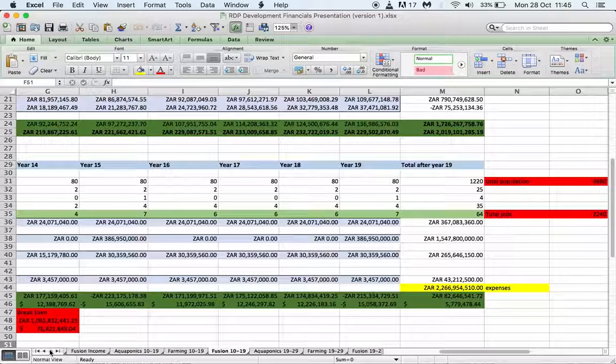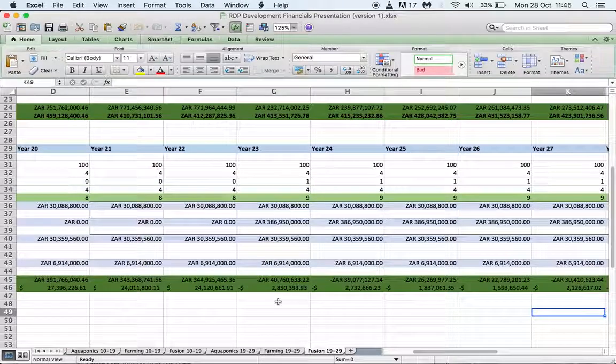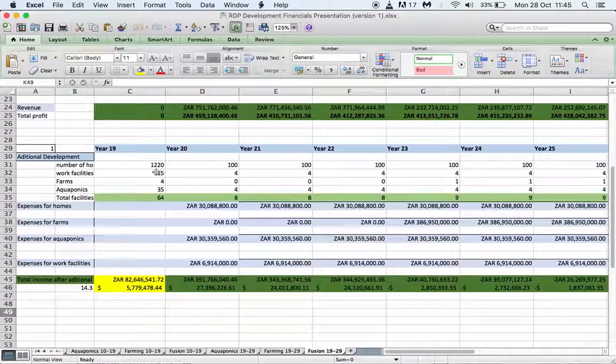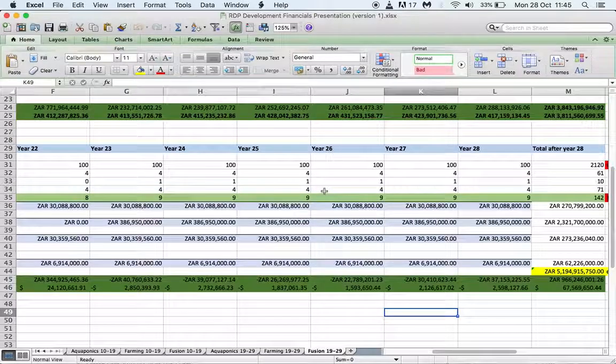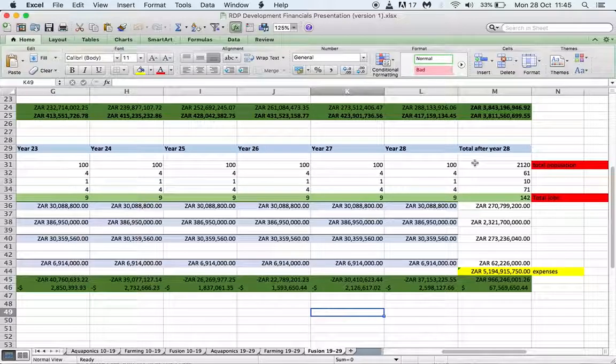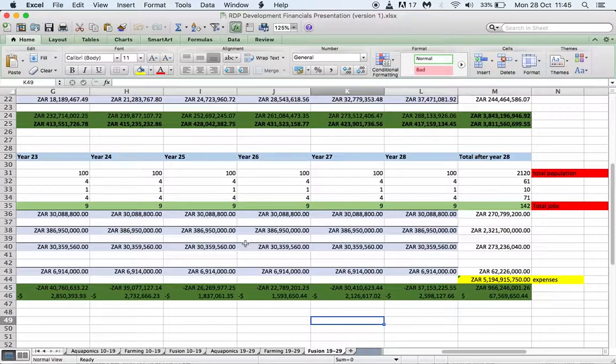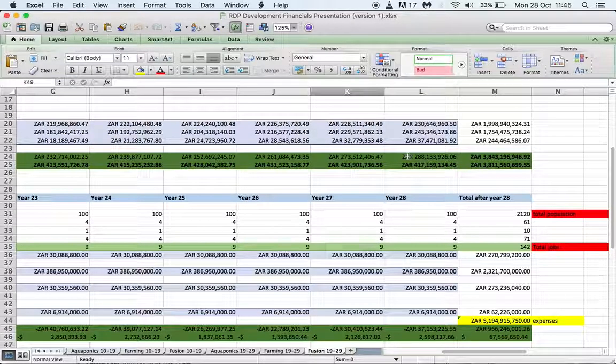And then this page shows you a continuation from year 19 to year 28, or say year 30, just to round it off. By then, you end up with 2,120 homes and a lot of work facilities, a lot of farming, and a lot of aquaponics. All the figures show how much production you're making based on the scale of your operation, because you're constantly reinvesting into this project and making it grow as much as possible.